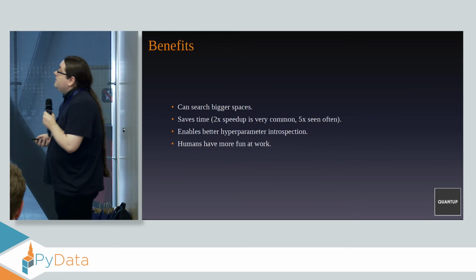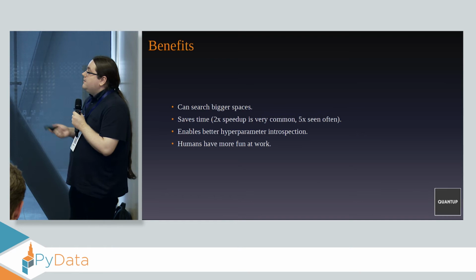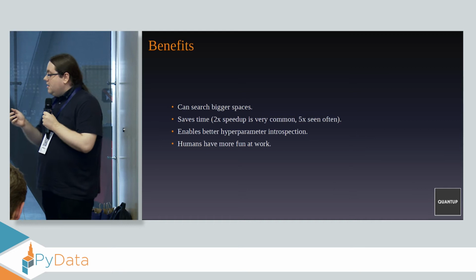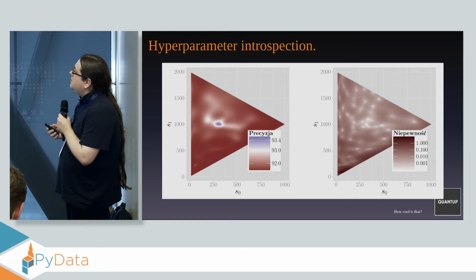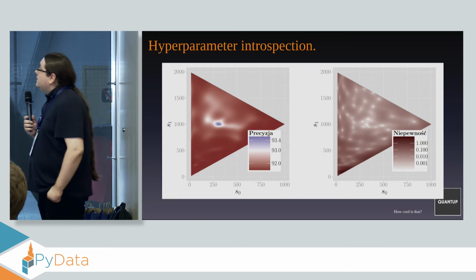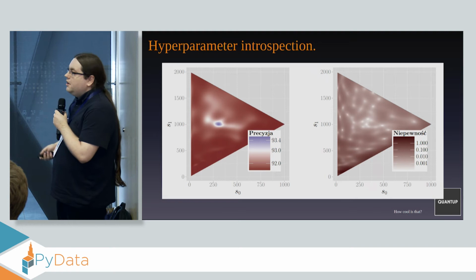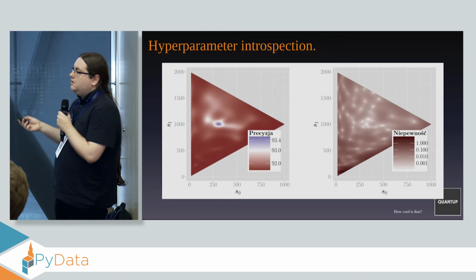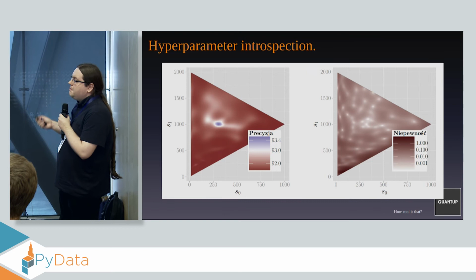Benefits: you can search bigger spaces because the method is faster, saves time, and enables hyperparameter introspection. This is from a different project I did 2 years ago. I had several hyperparameters, of which two are presented here. And this was done using Gaussian processes. So I could actually estimate how unsure the model was about the errors for those hyperparameters. And this is how the hyperparameters were sampled.